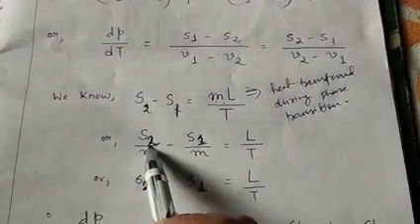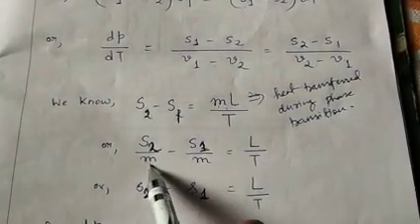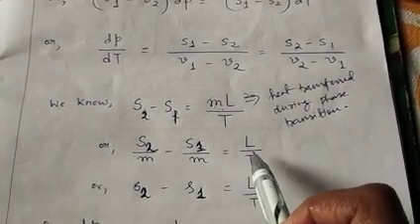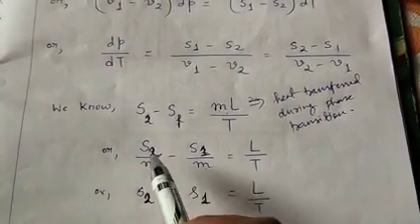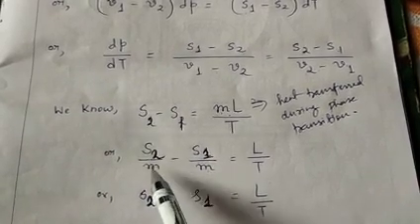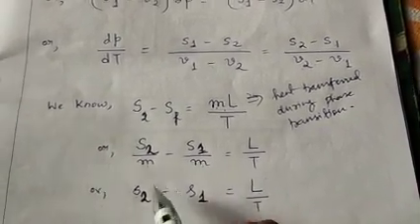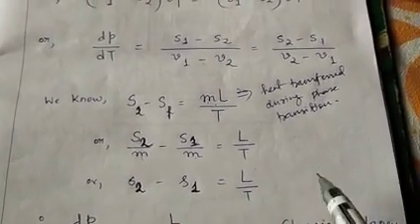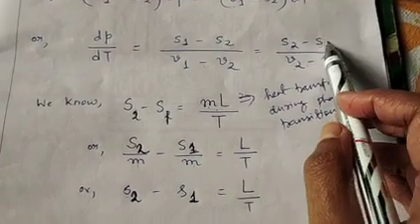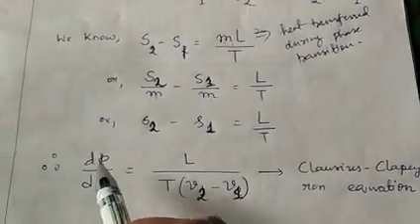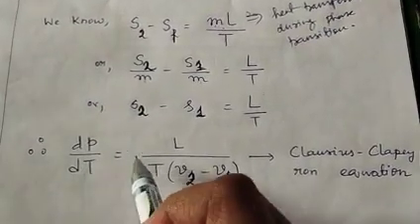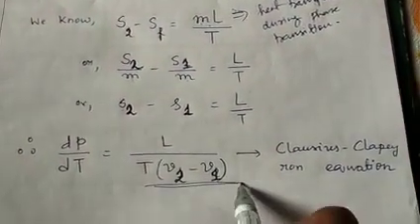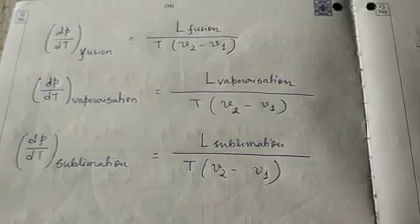Okay. So in the next step, we are bringing m into the denominator. So S2 by m minus S1 by m equals L by T. So S2 by m is the entropy of phase 2 per unit mass, which is specific entropy s2, minus specific entropy s1, equals L by T. So if we replace S2 minus S1 with L by T, we get this relation: dP by dT equals L by T (V2 minus V1). So this is the Clausius-Clapeyron equation.